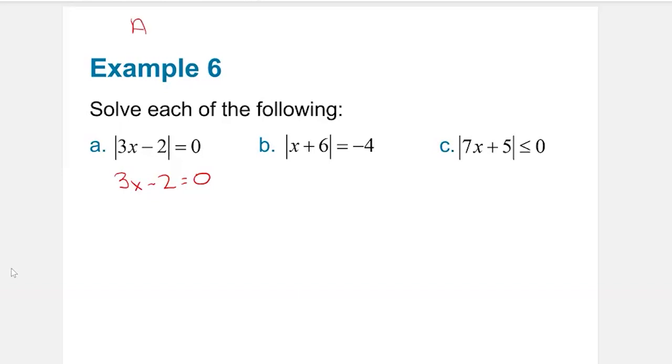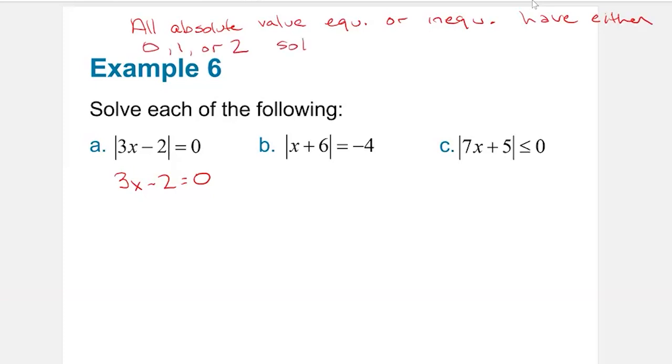So all absolute value equations or inequalities have either 0, 1, or 2 solutions. Everything we've done so far has had 2 solutions, but this one, for A, is only going to have 1 solution. Most of them have 2, by the way. This one has 1 because I don't have a plus or minus 0. So I just have 0.